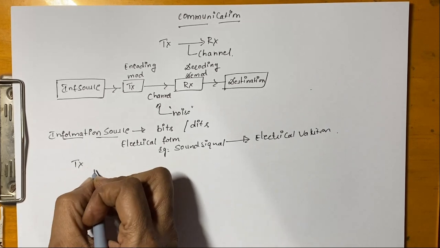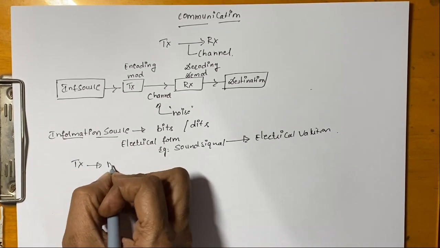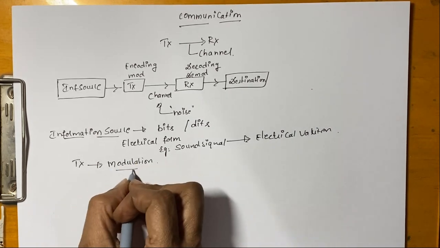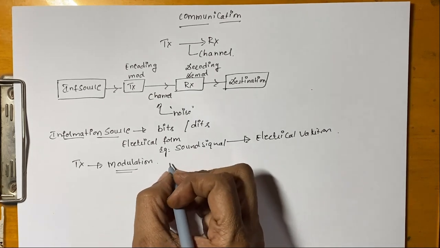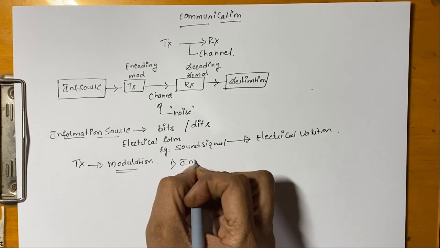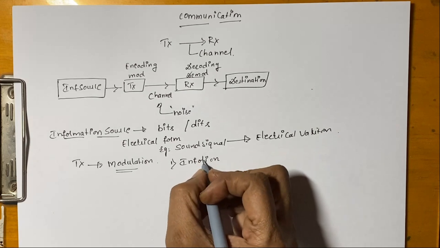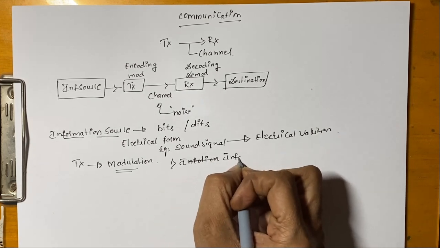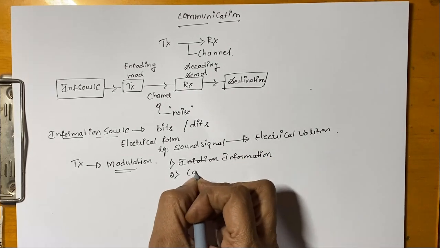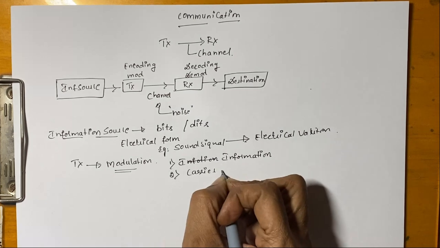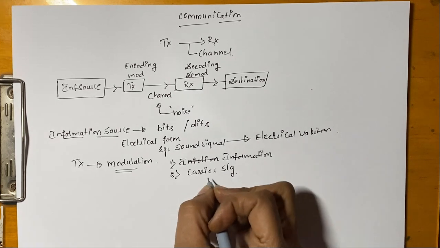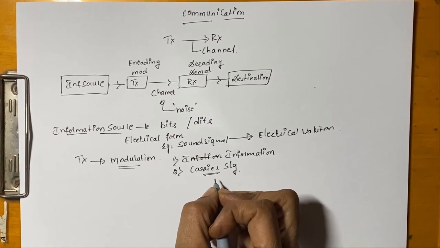So here in this transmitter there is a process that is called modulation which takes place. So what do you mean by modulation? So in modulation there are two types of signals which are being involved. First one is the information signal that has to be conveyed, and the other one is the carrier signal. So in this modulation, the information signal is varied in accordance to the carrier signal.